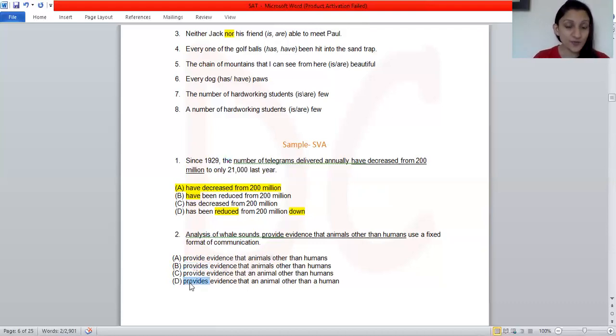Now, analysis of whale sounds provides evidence that animals other than humans, or that animal other than a human. So in B, I'm saying animals other than humans, and in D, I'm saying one animal and one human use a fixed format of communication. So am I analyzing one animal and one human? No, right? Meaning incorrect. So between B and D, grammatically, okay, that's fine, but there's a meaning problem with D. And that's why B is the correct answer. Provides evidence that animals other than humans use a fixed format of communication.